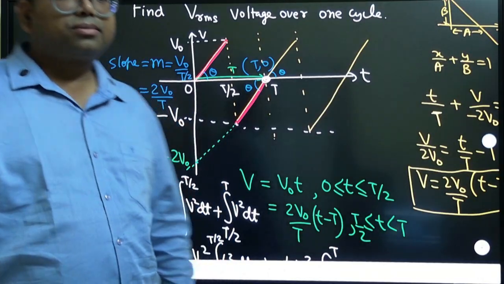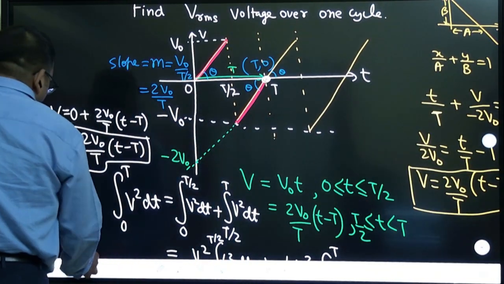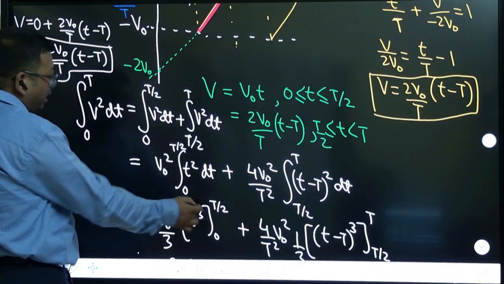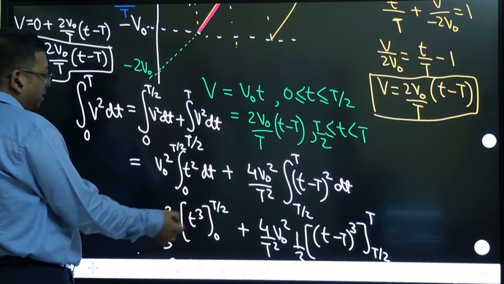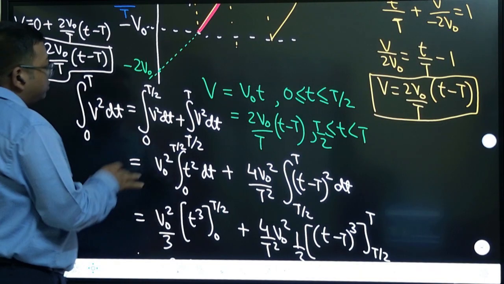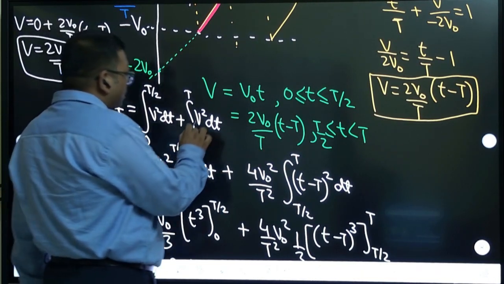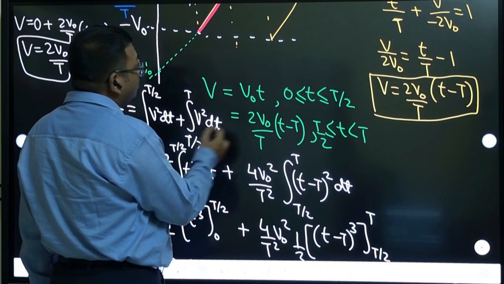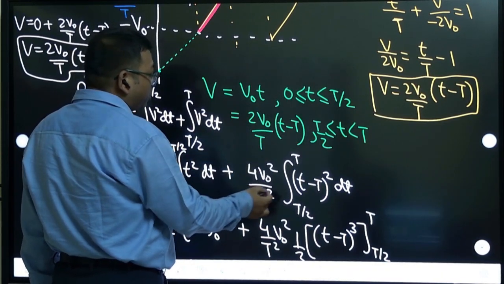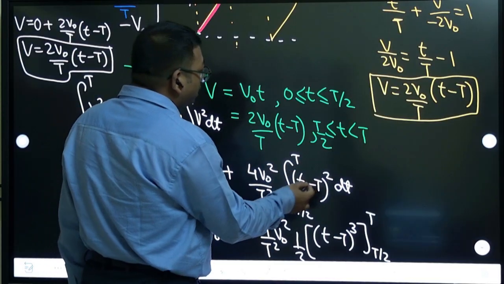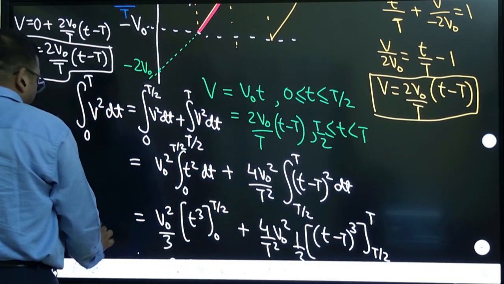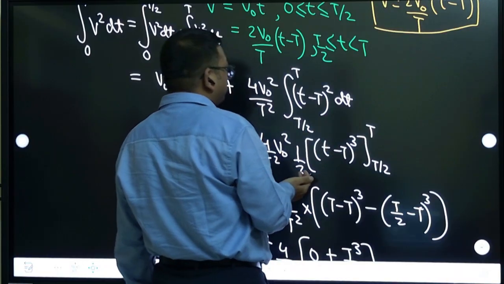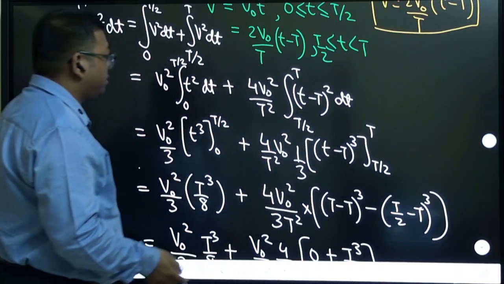Okay, mistake is not there. Now the integration, you check, is there any mistake? 0 to this over half cycle will be this, then next half cycle you take. So when you are taking v square, 2 becomes 4 v naught square by T square, and this whole square, and we are integrating. When we are integrating this whole square, whole power 3 divided by 3, right? This is also correct.